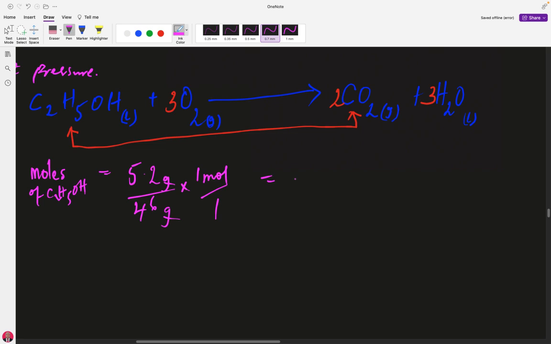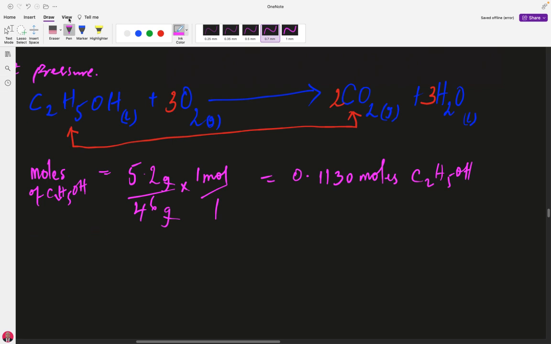The number of moles will be 0.1130 moles of ethanol, C2H5OH. Now we have got the number of moles of ethanol that have been burnt. Now let's use simple proportion. We are in the exam, so we have to be very fast. The next thing we do is use simple proportion.